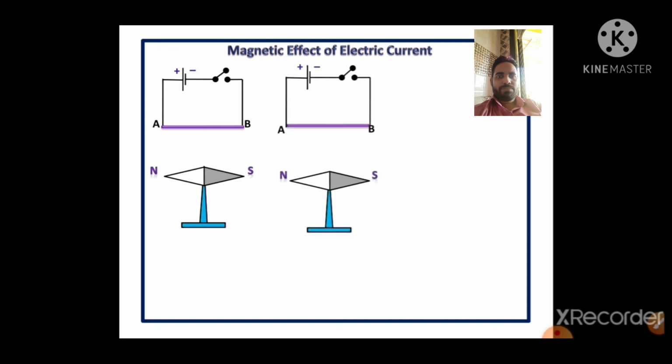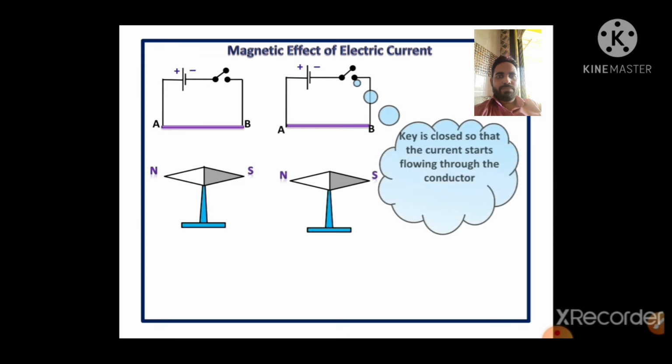Now in another position, if you see, the same setup is there. In the first position no current is passing because the tap key is not pressed. Now in the second case, the key is closed so that the current will start flowing through the conductor.